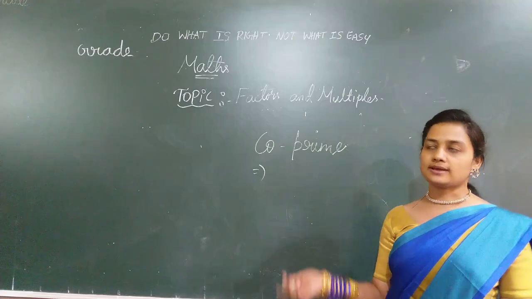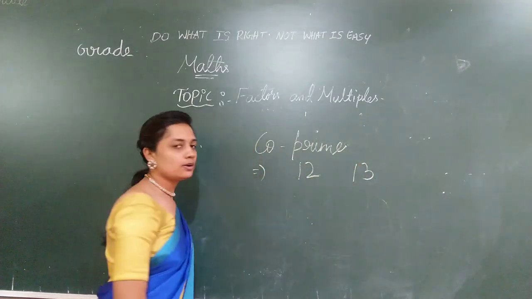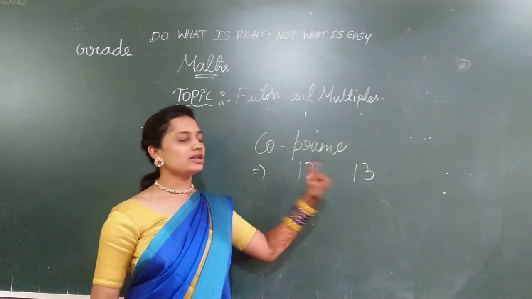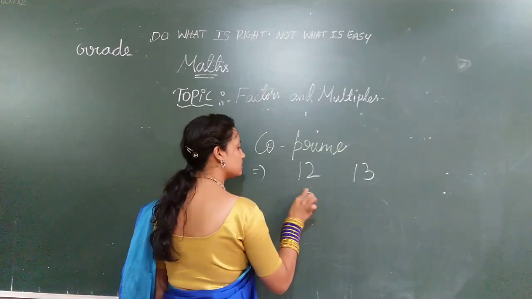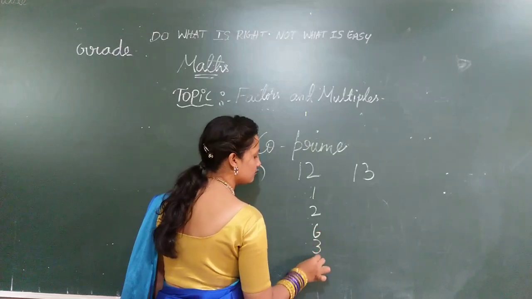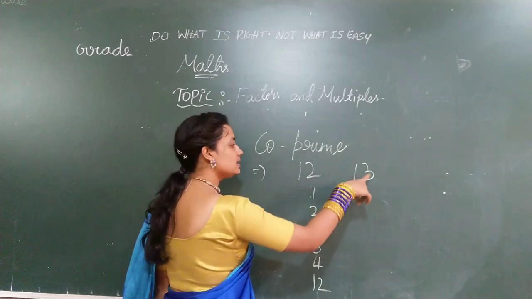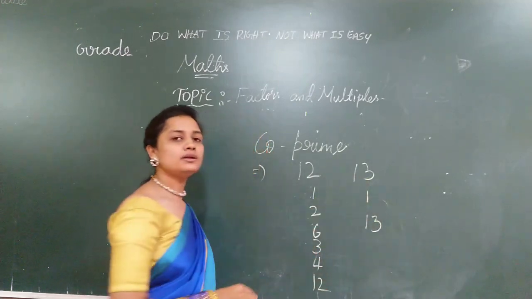Any numbers you can take. Example, I'm going to take 12 and 13. Now, I find the factors of 12 also. I'm going to find the factors of 13 also. So, factors of 12 are 1, 2, 6, or 3, 4, 12. These are factors of 12. Similarly, factors of 13 are 1 and 13 because this is a prime number.